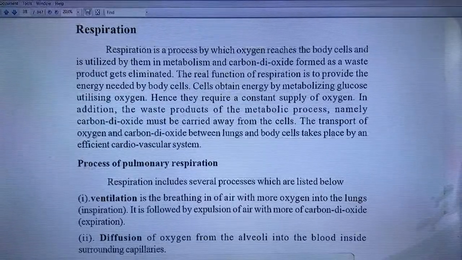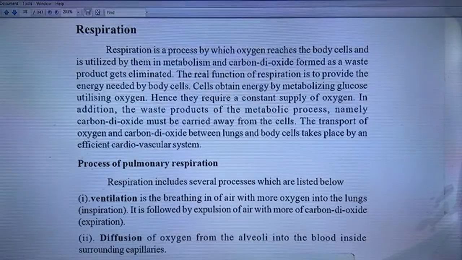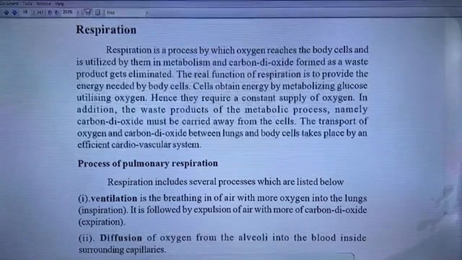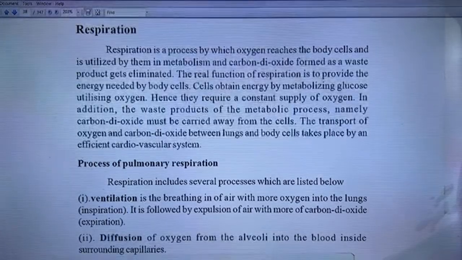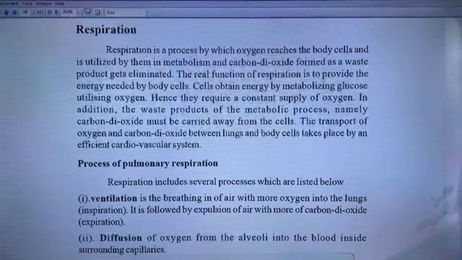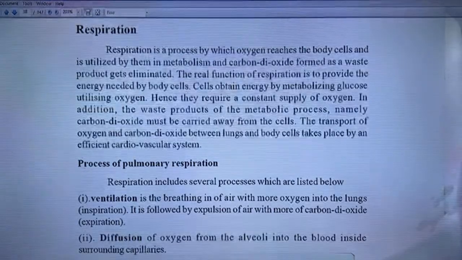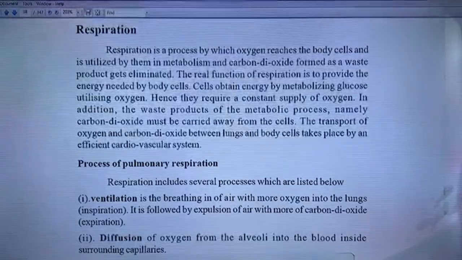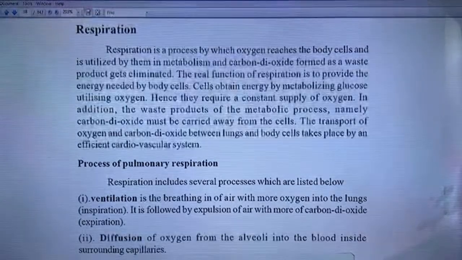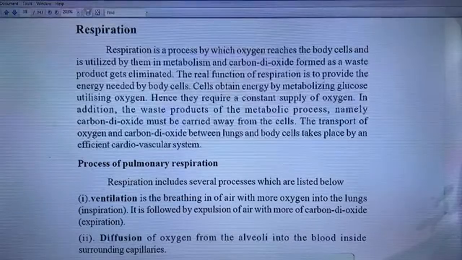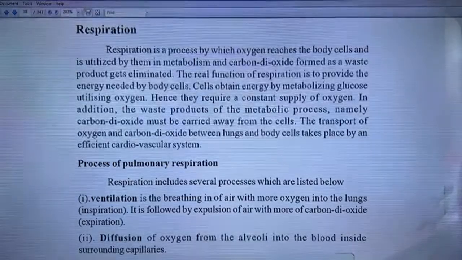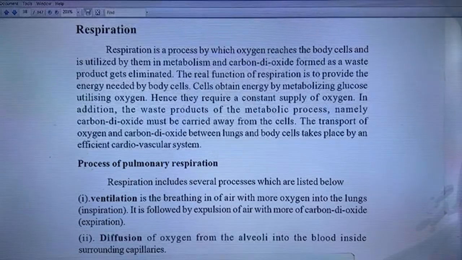Respiration. Respiration is a process by which oxygen reaches the body cells and is utilized by them in metabolism, and carbon dioxide formed as a waste product gets eliminated. The real function of respiration is to provide the energy needed by body cells. Cells obtain energy by metabolizing glucose, utilizing oxygen. Hence, they require a constant supply of oxygen.